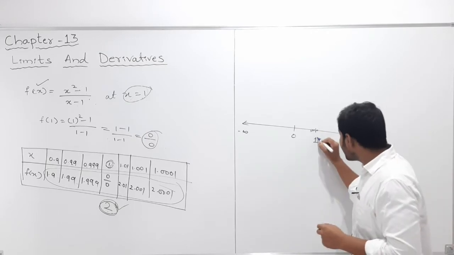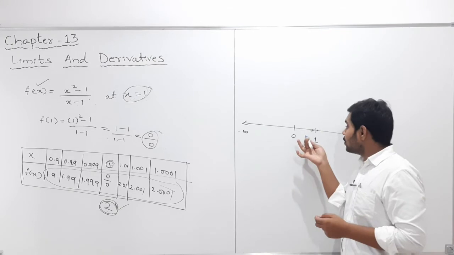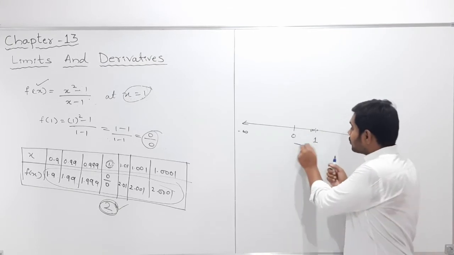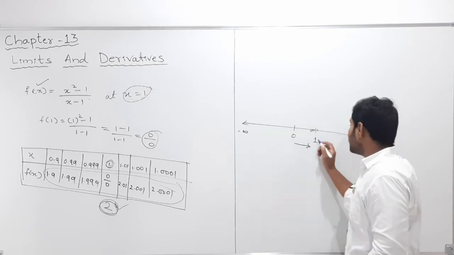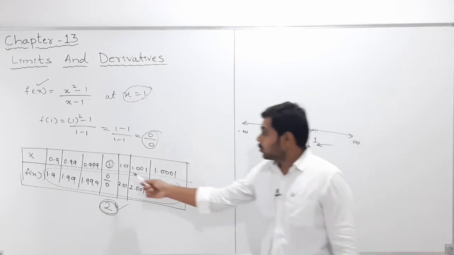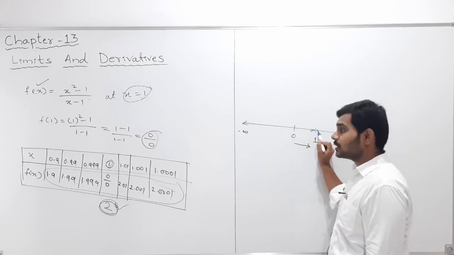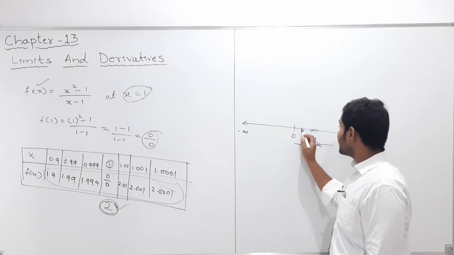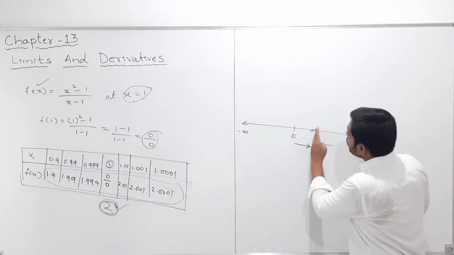So the neighbors of point 1 we can take in two ways. One, from the left up to this point: the left side values. Or the other, the right side values of this point 1. Here, the right side values are the ones that come after 1: 1.01, 1.001. These are all right hand side, and 0.999, 0.99 are to the left of 1.